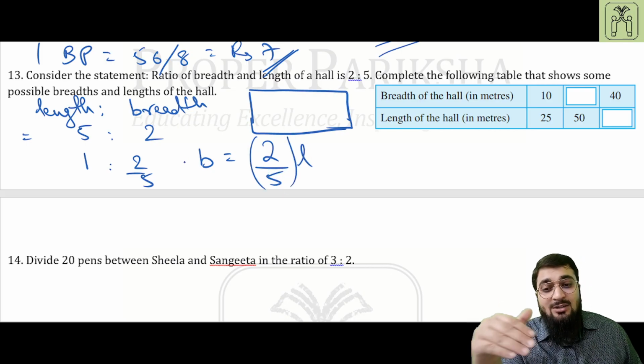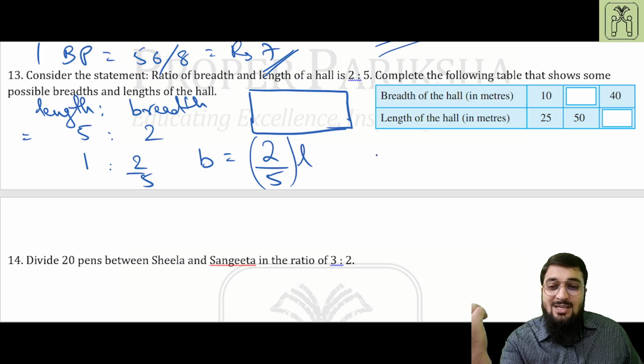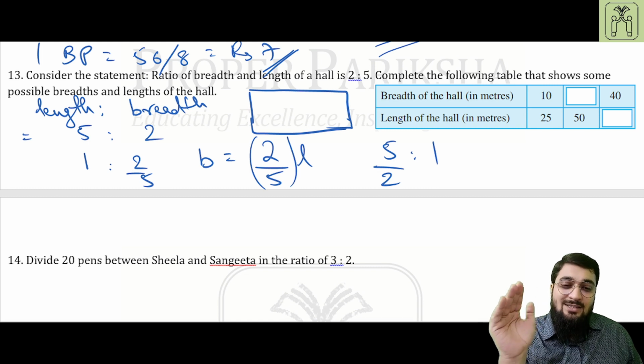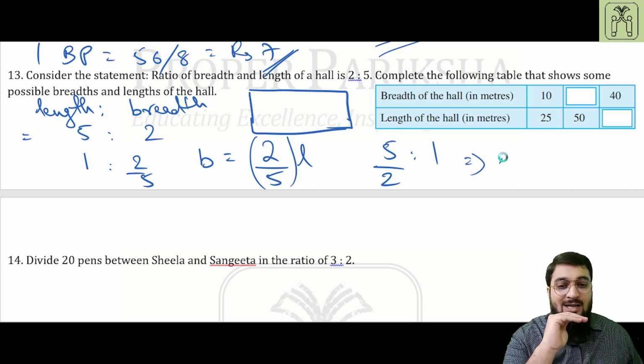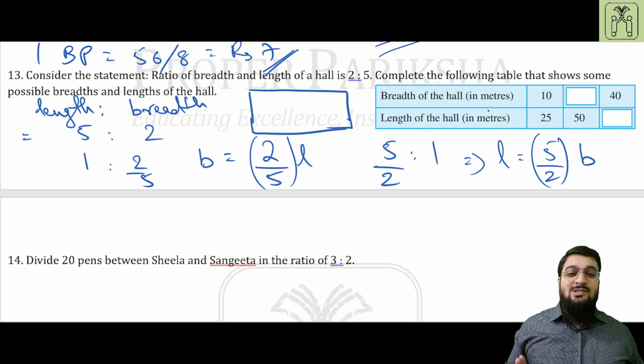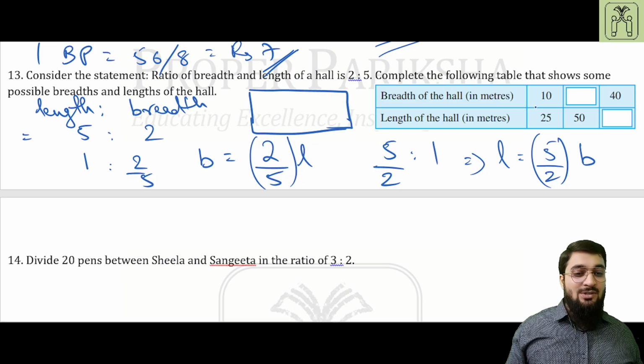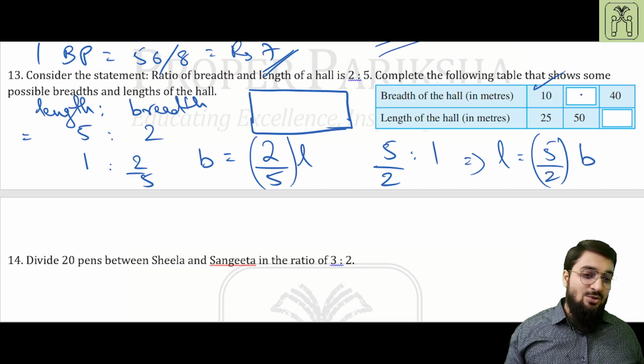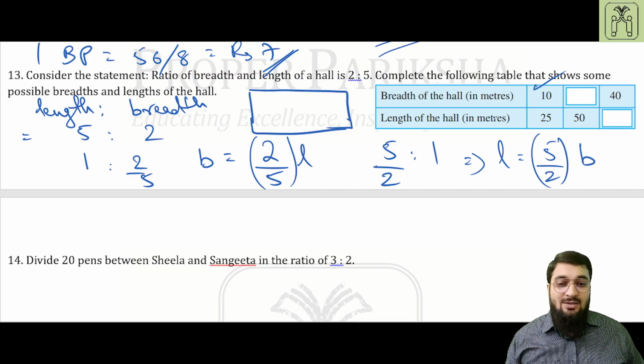And if you take the 2 to the left side, what will that mean? That will mean 5 upon 2 is to 1, which means the length is 5 upon 2 times that of the breadth, so length is equal to 5 upon 2 times the breadth. Okay, so now the question gives the breadth of the hall in meters. So we will not be requiring this particular thing. We will directly solve for this, and we have the length here, L is equal to 50. So we'll just put 50 over here, and then we'll have the answer.